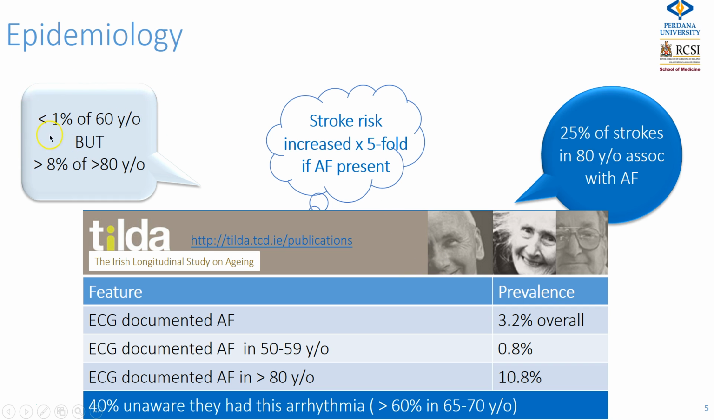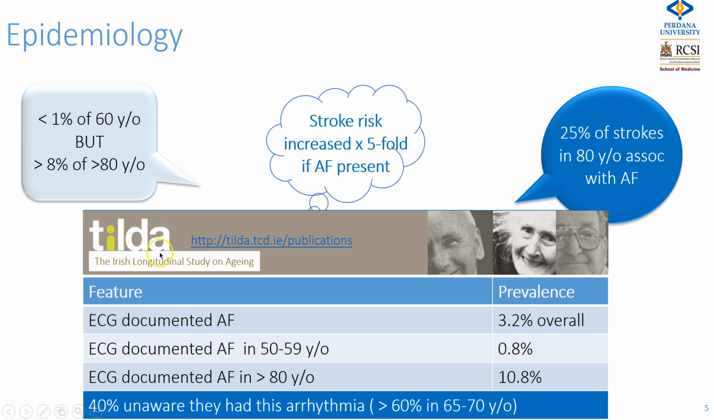It's not hugely prevalent in under 60s, but if you look at what happens as people get older, by the time they hit 80, it's 8 times more prevalent. And then it's also associated with a greater stroke risk by 5-fold. If you have atrial fibrillation and you're in this age group, then your stroke risk is increased 5 times. And of those who have a stroke in these elderly age ranges, a quarter of them are associated with atrial fibrillation.